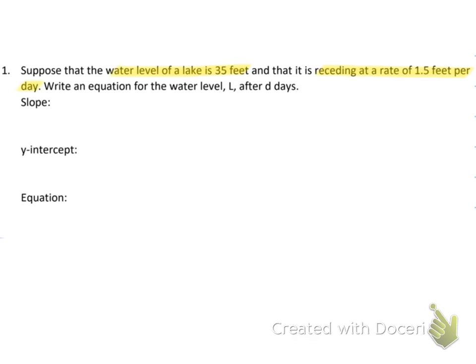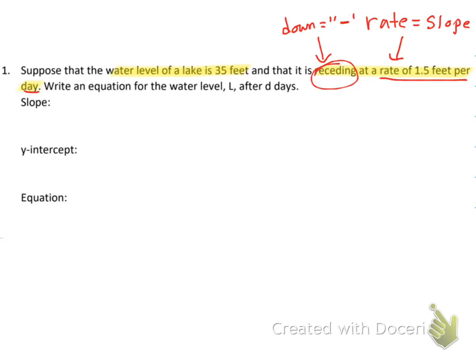So here it says that we have a rate of 1.5 feet per day. That's our rate, right? And it even says rate. Our rate is the same as our slope, so that means that that's going to be our slope. But there's a word before that phrase. It says receding, right? So receding is going to be that it's going down. And if it's going down, it's going to be a negative number. So it's not going to be positive 1.5, it's going to be negative 1.5. So for a slope, we can go ahead and put m is equal to negative 1.5.